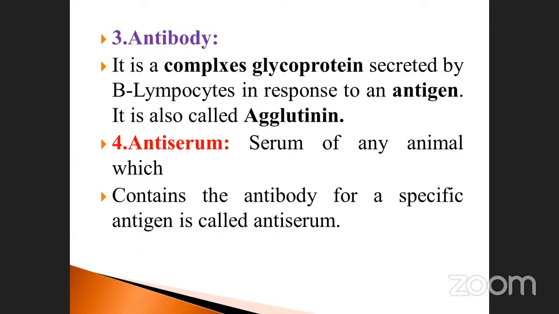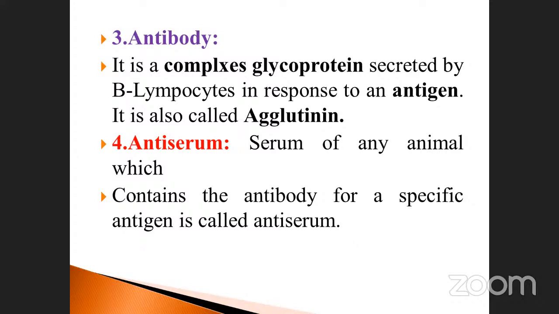Here, anti-serum: the serum of any animal which contains the antibody for a specific antigen is called anti-serum. Anti-serum means how they isolated it. I will tell you. The scientists already did this: any one of the microorganisms may be artificially injected into animals, particularly a horse or monkey or rabbit.